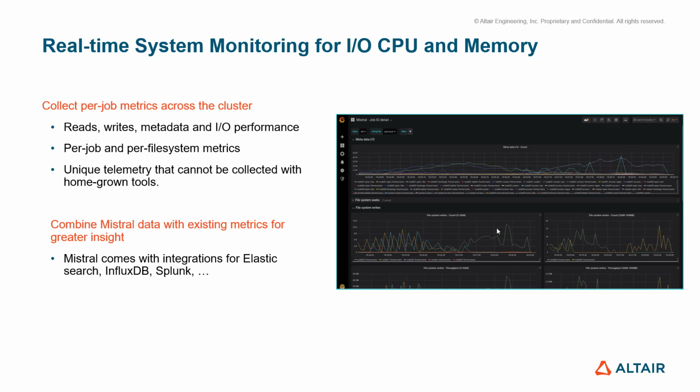You get per job and per file system metrics that are system and storage agnostic. Mistral lets you find noisy neighbors, that is bad jobs that overload shared file system. It also lets you understand how your applications are using your storage so that you can make decisions about the future or migrate to the cloud more easily. Let's see Mistral in action.